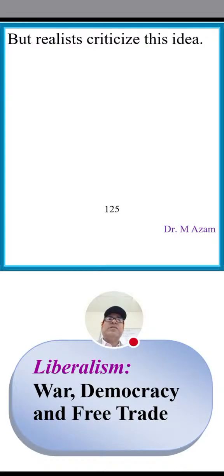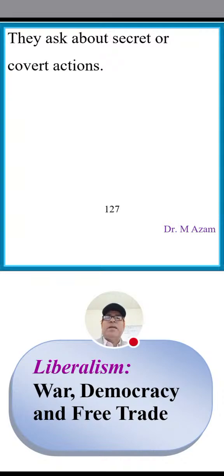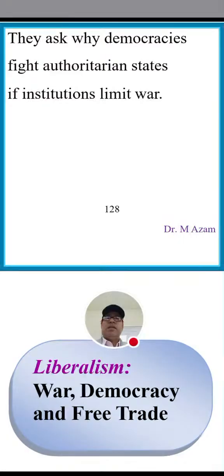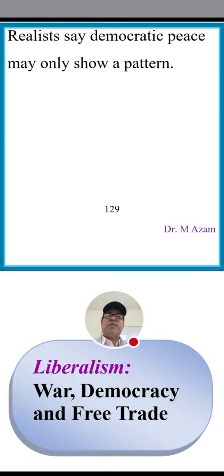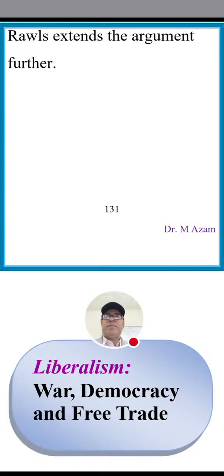but realists criticize this idea. Realists. We will study realism after discussing liberalism. Realists criticize this idea. Realists question how we define liberal democracy. They ask about secret or covert actions. They ask why democracies fight authoritarian states if institutions limit war. Realists say democratic peace may only show a pattern. It may not be a strict law of politics.